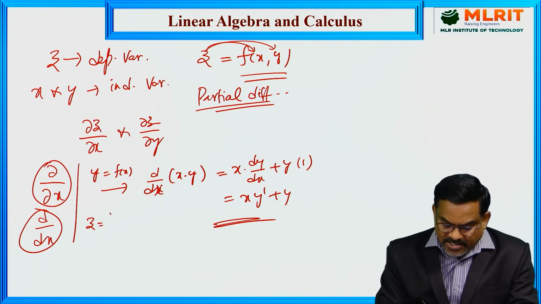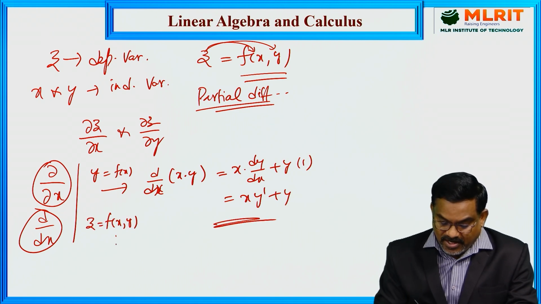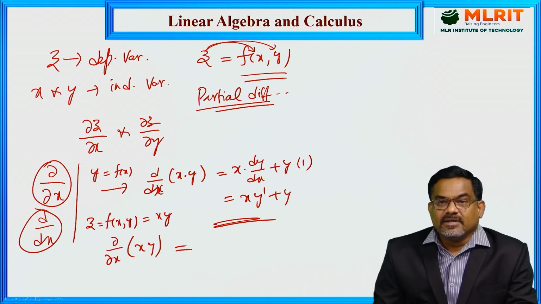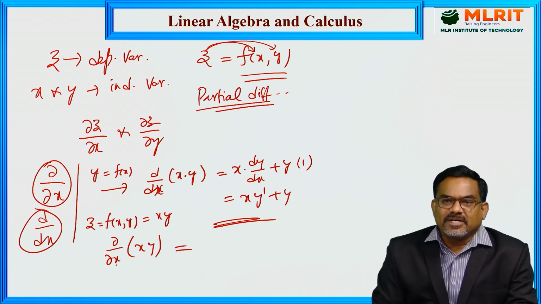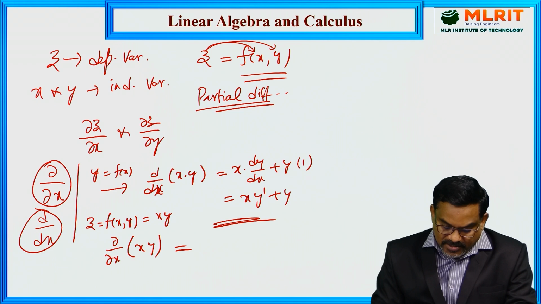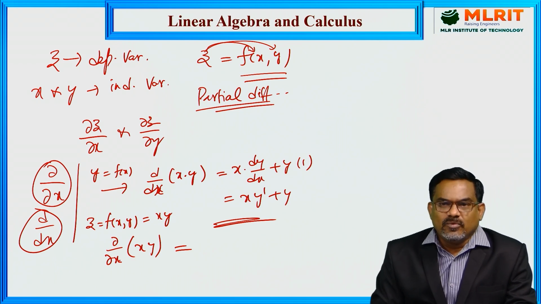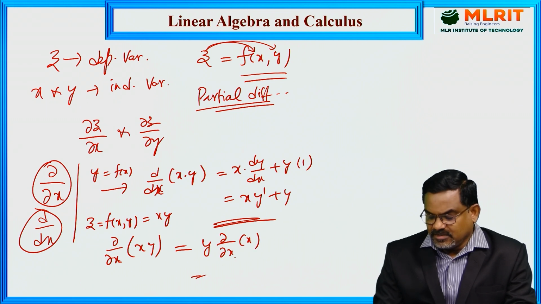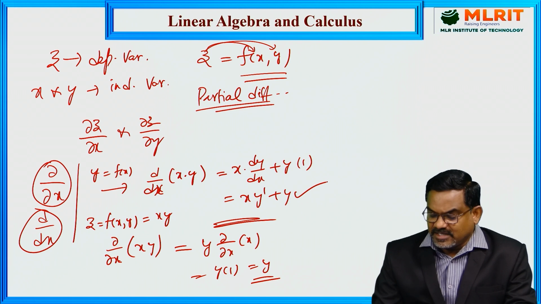For example, if z is a function of two variables x and y, and we are calculating dou by dou x of xy. In partial differentiation, while differentiating partially with respect to x, we treat the other independent variables as constants. So here, as we are differentiating partially with respect to x, we treat y as a constant. So I can write y outside, dou by dou x of x, that means the derivative of x with respect to x is 1, so the answer is y. Compare this with x y dash plus y in the ordinary case.